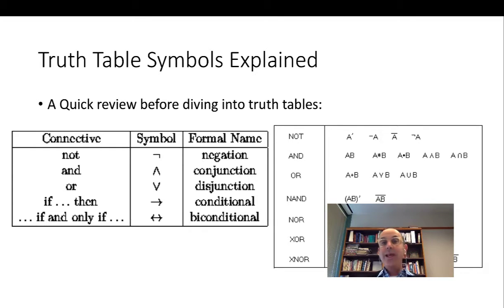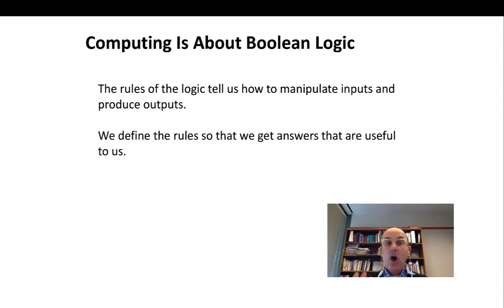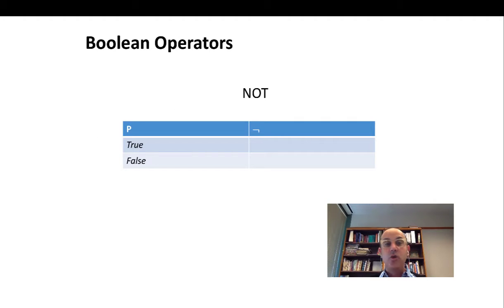So the idea here is that when we are doing that type of research in the library or in any other platform in the database, we have a structure of truth tables in order for us to state what it entails. Computing with Boolean logic consists of rules to manipulate input and produce output. We define those rules to get an answer that is useful to us.